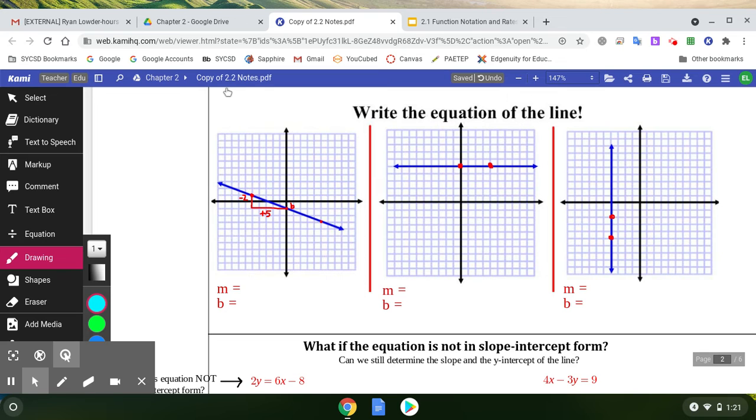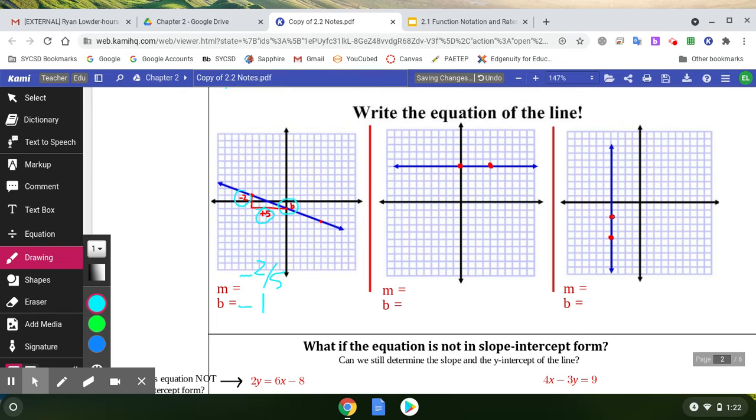Now we can actually reverse gears, and instead of being given the equation to draw the graph, we can take a graph and write the equation of a line by, again, identifying what are the slope and what is the y-intercept. So in this first example, notice our y-intercept has a value of negative 1, and our slope has a rise of negative 2, a run of 5, so we'd say negative 2/5.